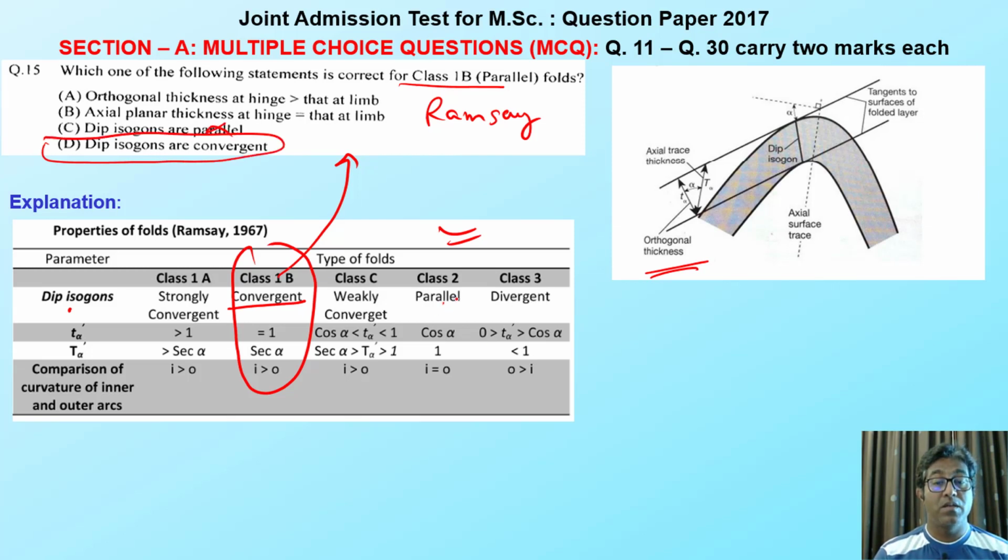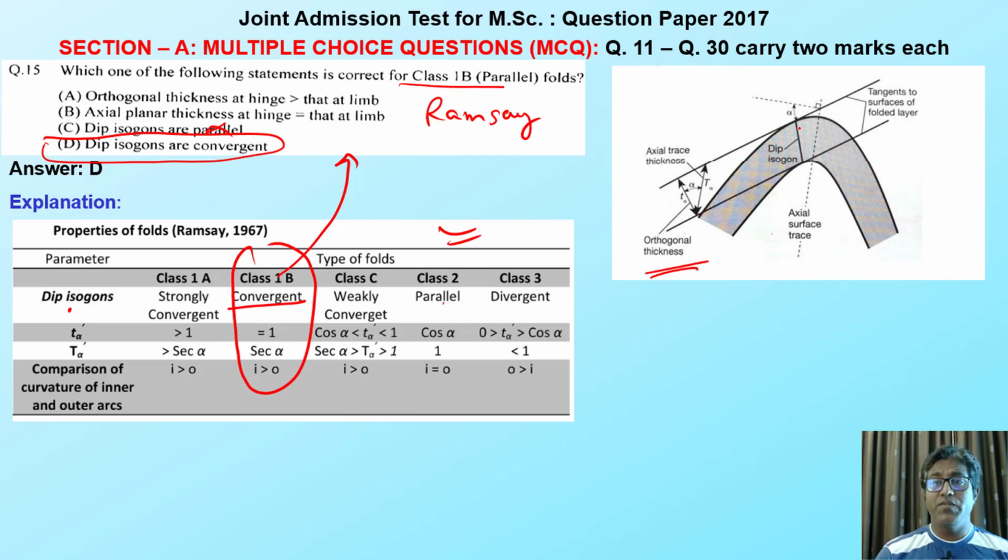It is parallel in class 2. Axial planar thickness at hinge is equal to that at limb. If you go through this one, you will find all the options there. So the most prominent option is dip isogons are convergent. So my option D is the correct answer.